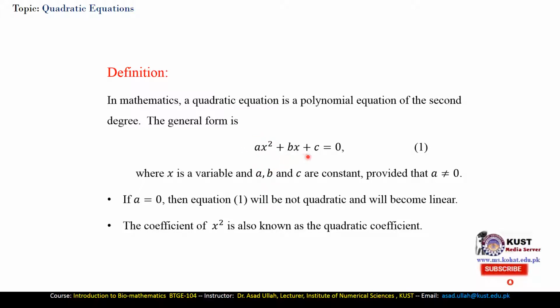Here b and c are also constants, so b and c are possibly equal to 0, and x is the variable. These points are also discussed here. If a is equal to 0, the equation will be linear, as I have already discussed. Number 2, the coefficient of x² is known as the quadratic coefficient. If a is equal to 0, the quadratic term will be equal to 0 and equation 1 becomes a linear equation.